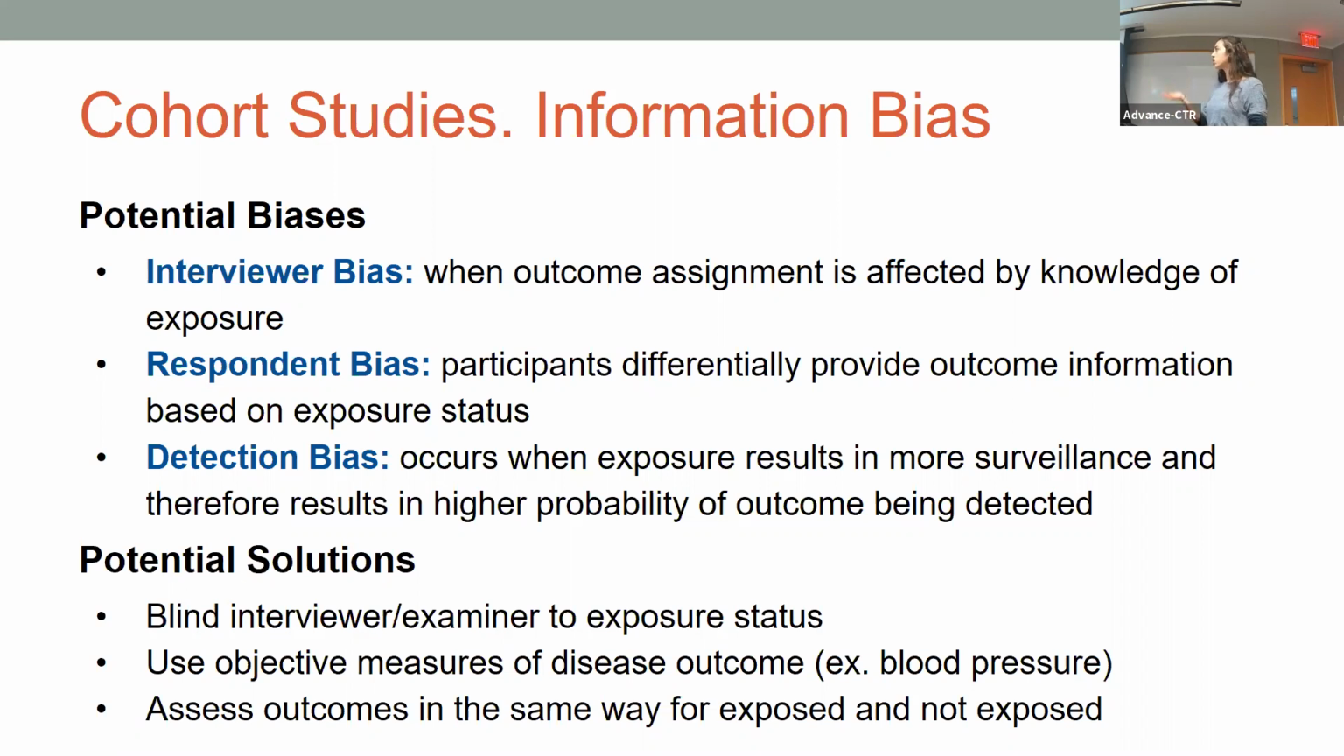Some potential solutions to these types of biases are to blind the individuals collecting this information from exposure status, and to also make sure that when we're measuring the disease, we use objective measures as much as possible. So not just relying on historical information, also using maybe biomarkers or other types of information. And finally, just making sure that however you're assessing the outcome should be standardized, so it shouldn't differ depending on whether you're exposed or not exposed.